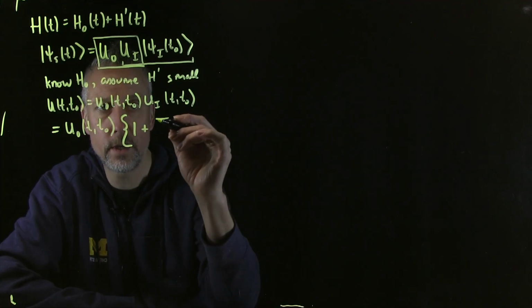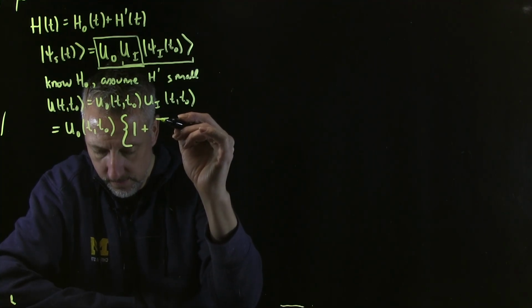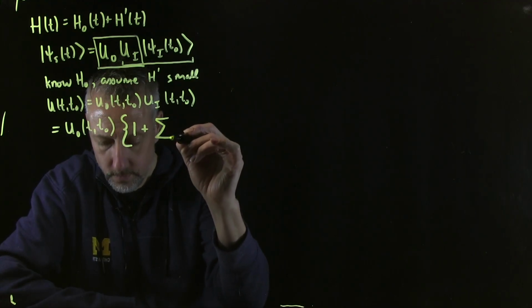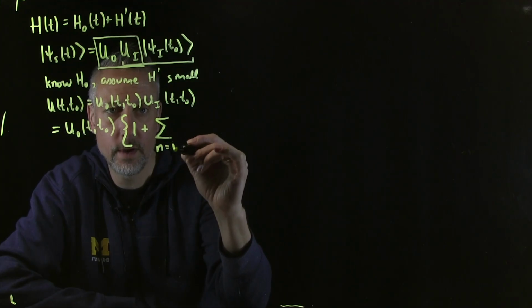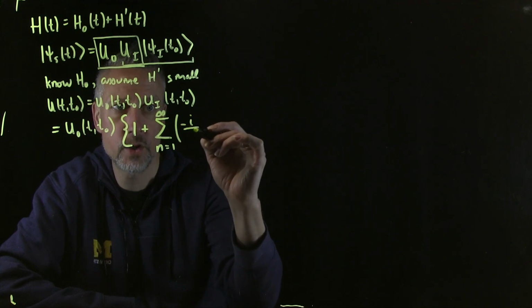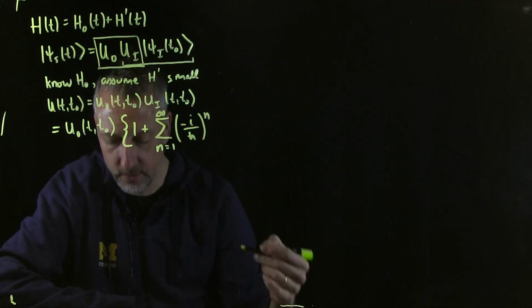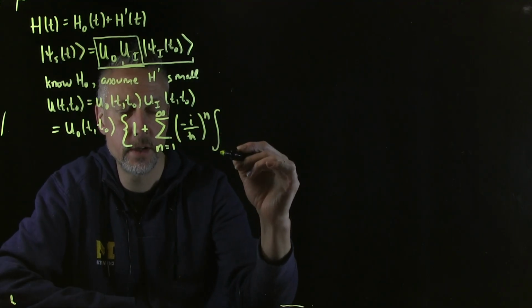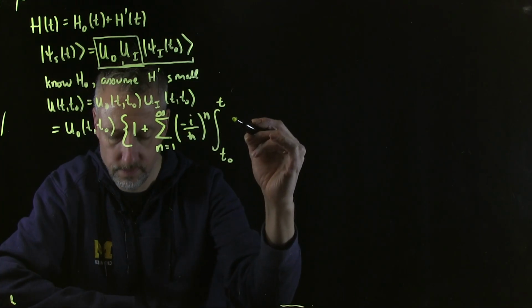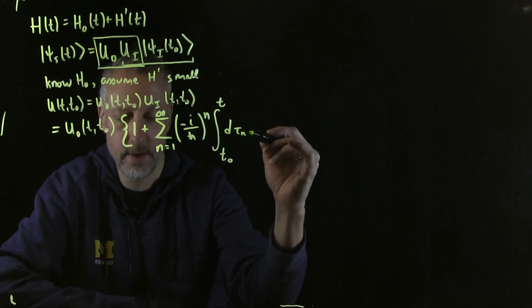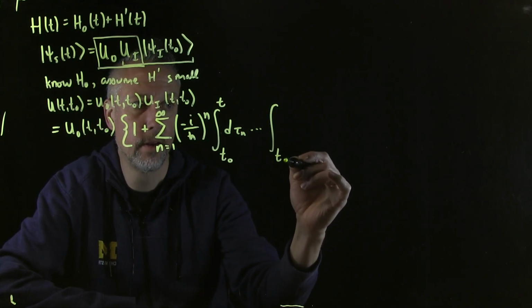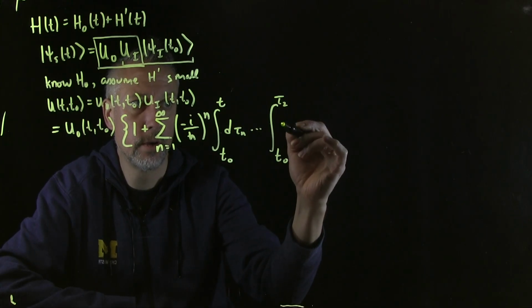All right, and this is going to look like the sum on n equals 1 to infinity of (minus i over h bar) to the n. That's that factor that's always on in front. And then our sequence of nested, folded integrals, d tau n, dot, dot, dot, down to the last one, d tau 2, d tau 1.